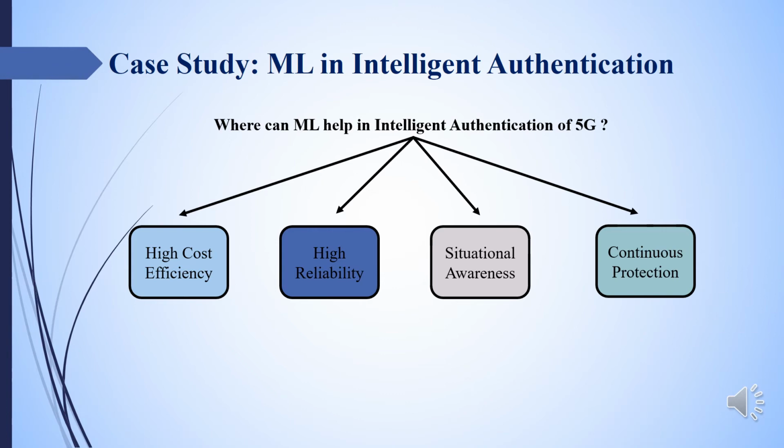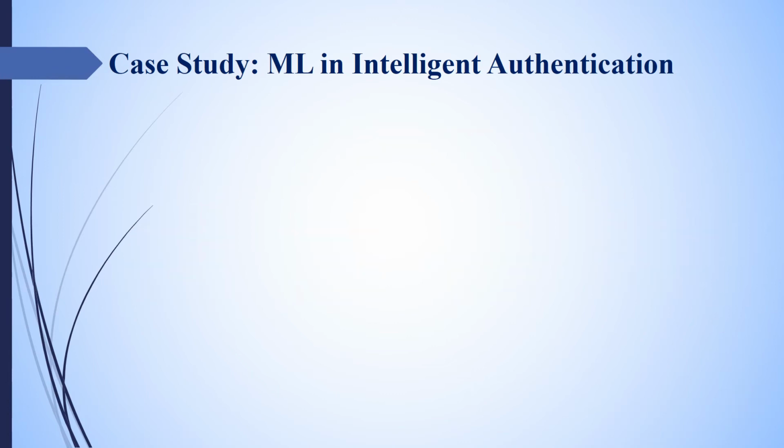Continuous protection: more and more devices are increasing. They are also very prone to attacks, and more and more attacks are also increasing. That is why we need to devise a method in 5G. We need to create models which can provide continuous protection to the ever-increasing number of devices connecting to the internet. But the real question is, how do we actually design the model for intelligent authentication?